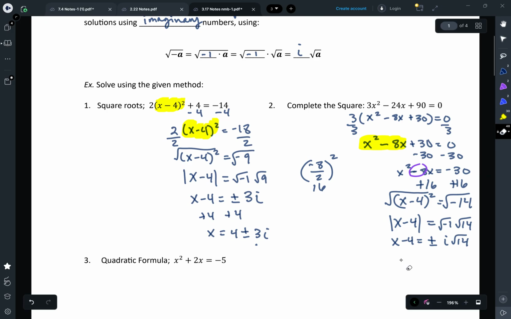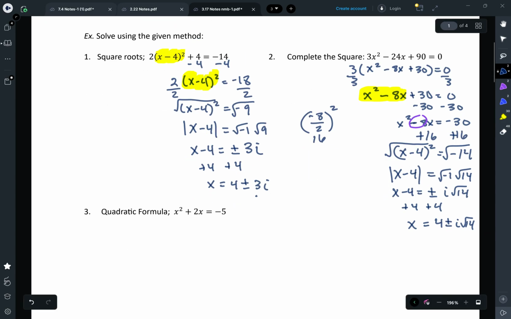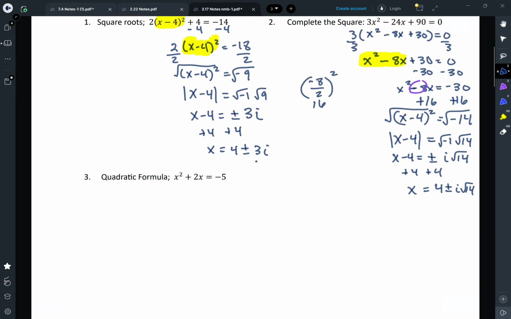All right, now I would add 4 on both sides. Oops, I'm still in my eraser. And then I have x equals 4 plus or minus i root 14. Okay, the last one here, so they're not actually asking us to do factoring and zero product property because it's really a fourth method. But the last one here is quadratic formula.